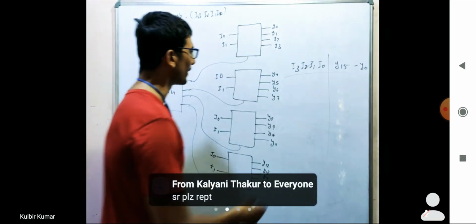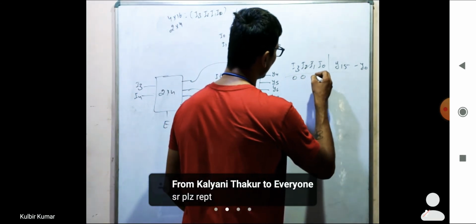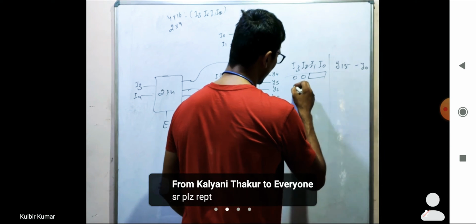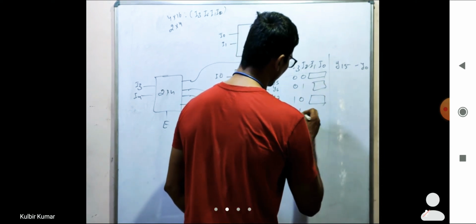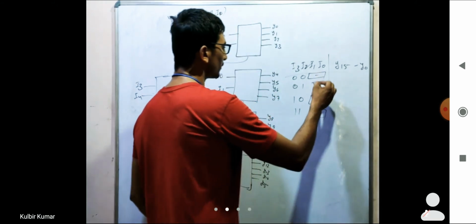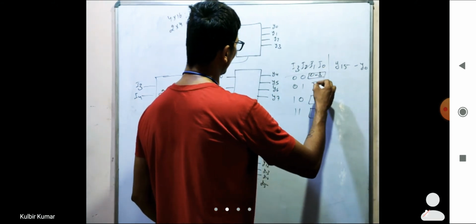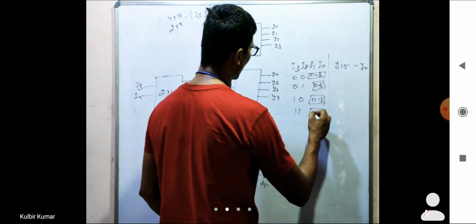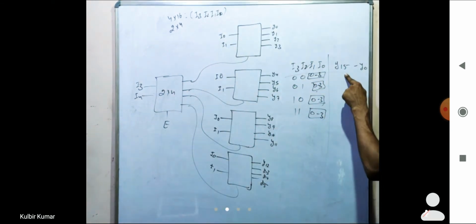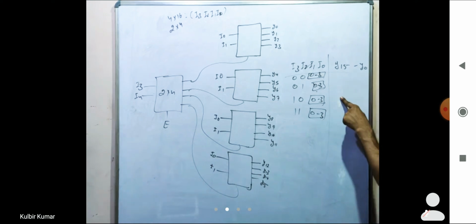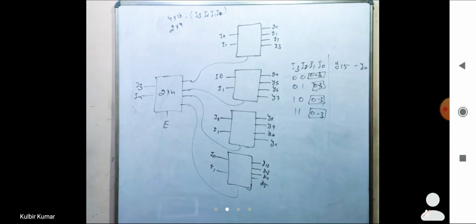So simply if you make a combination, then it is 00, and here a total of 4 combinations will be formed. 0 1, here 4 combinations will be formed. 1 0, 4 combinations, 1 1, and 4 combinations. So these 4 combinations are nothing but 0 to 3, 0 to 3, 0 to 3 and 0 to 3. What will be the corresponding output? 0 to 3 here, 4 to 7, then 8 to 11 and 12 to 15. That's it.